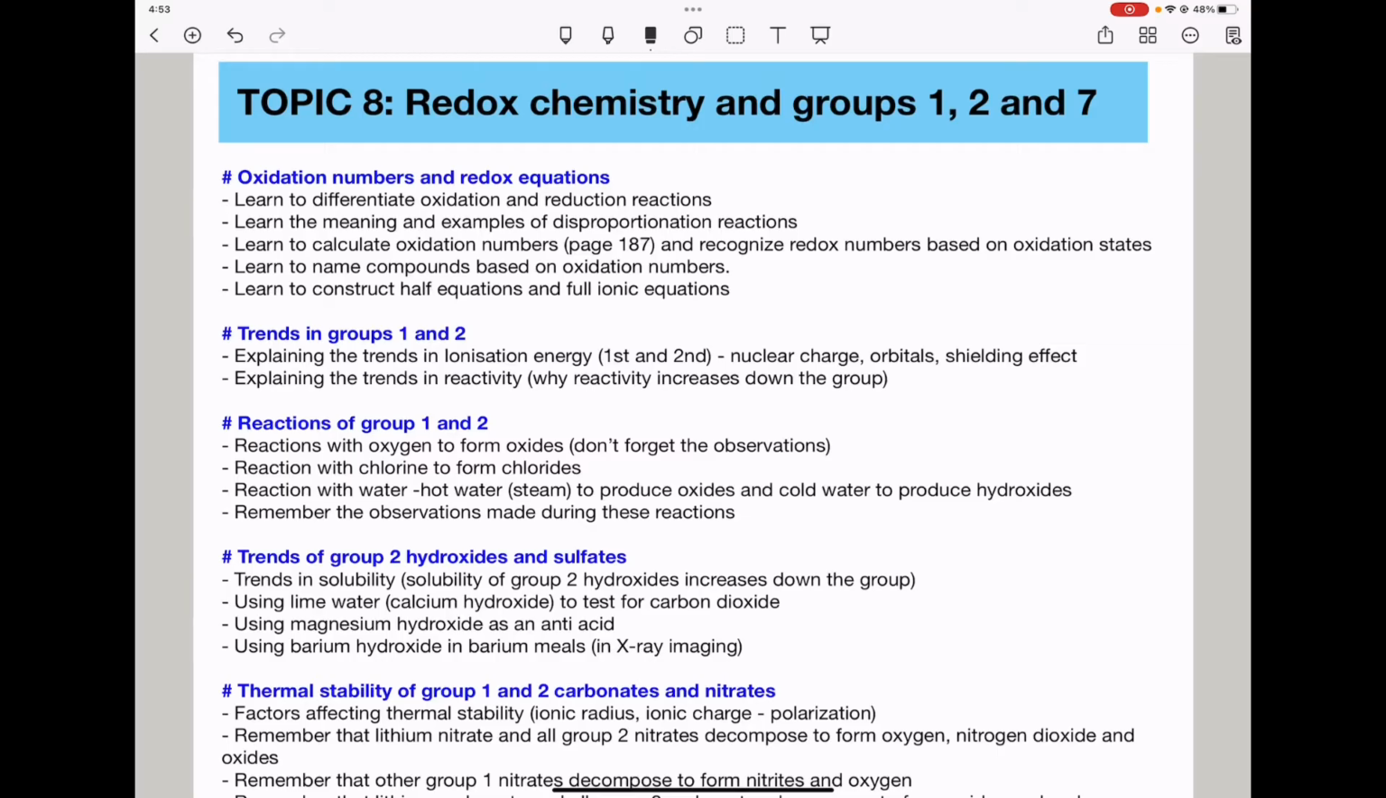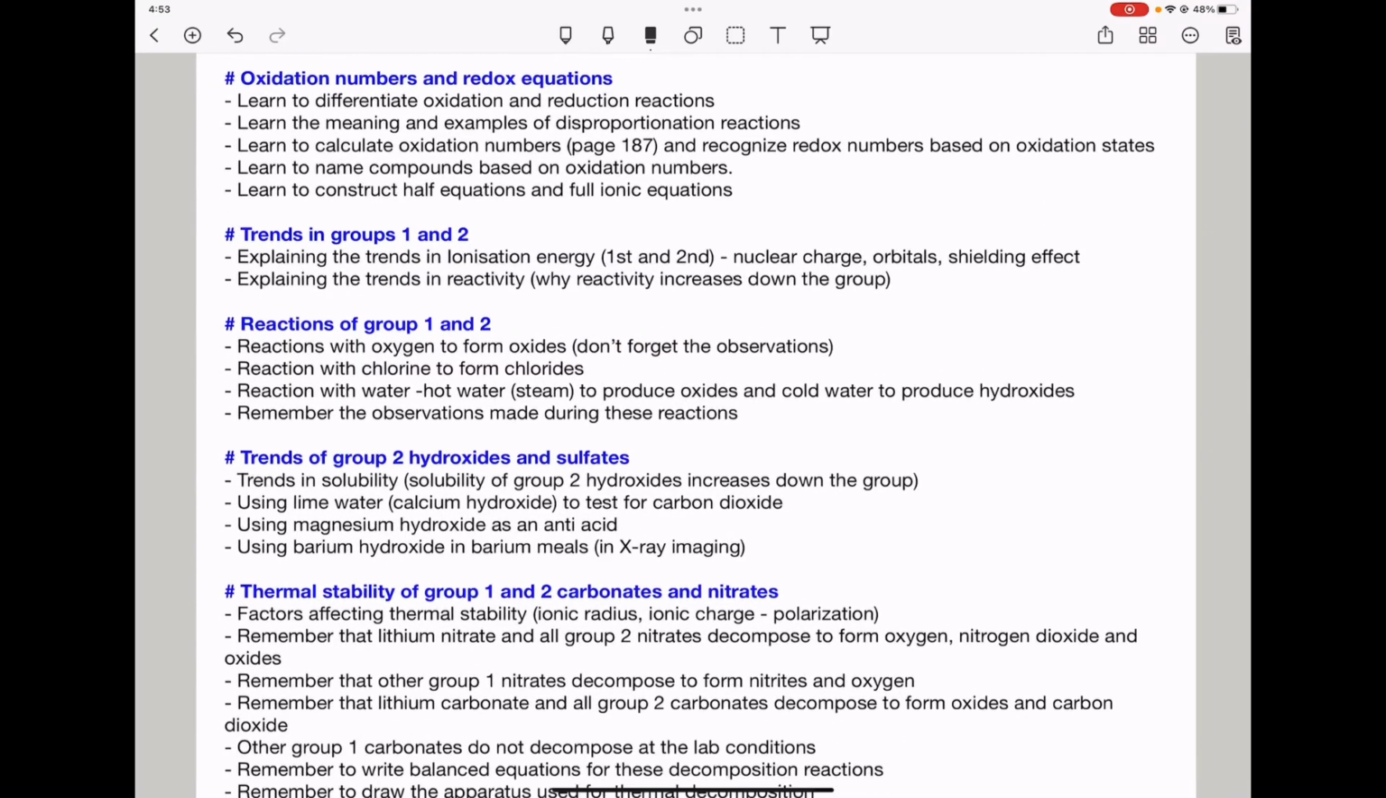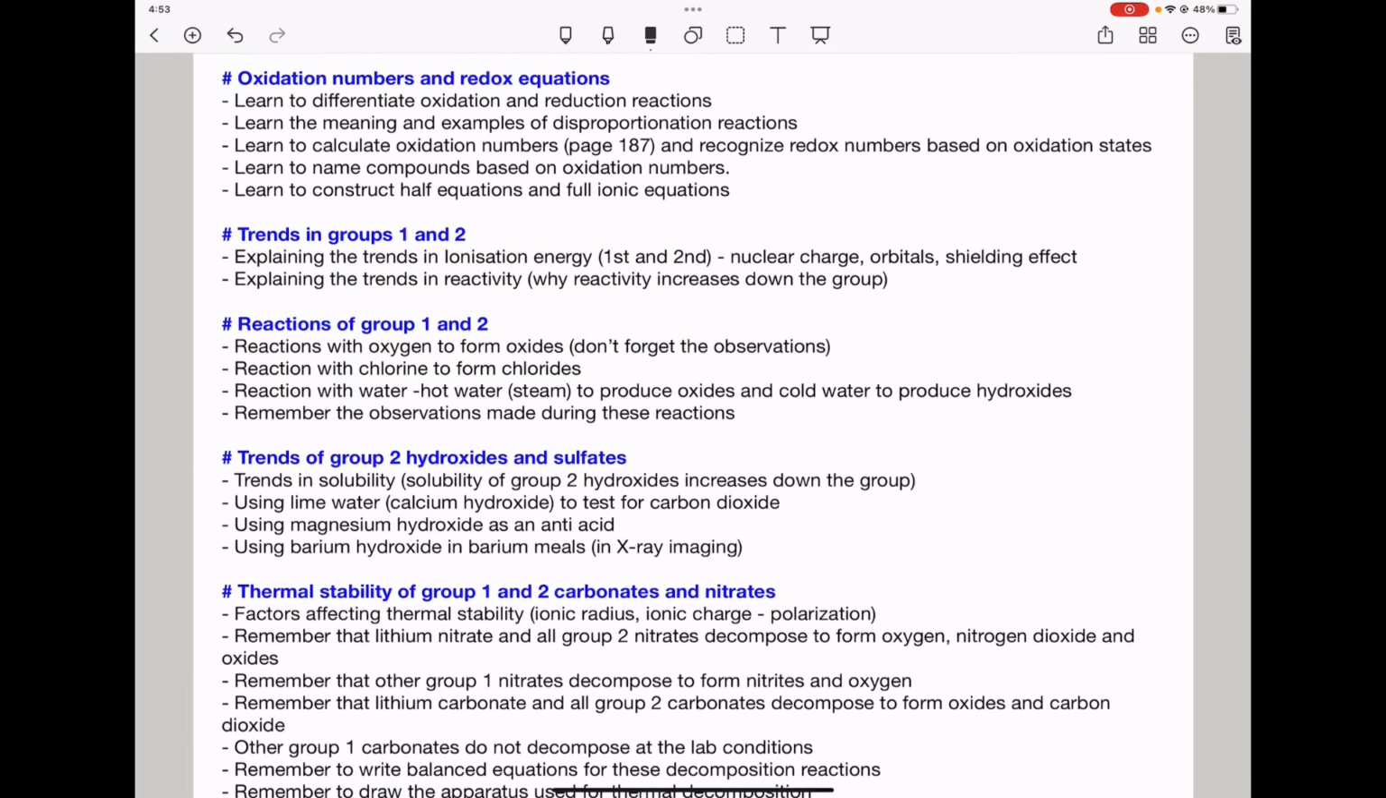The next part is reactions of group 1 and 2. Reactions with oxygen to form oxides, you need to know that. Do not forget about the observations for that. Reactions with chlorine to form chlorides, of course, that you need to know as well. Reactions of group 1 and group 2 with water. When they react with hot water, you need to remember that they produce oxides, and when they react with cold water, you need to remember that they produce hydroxides. You need to remember the observations made during these reactions.